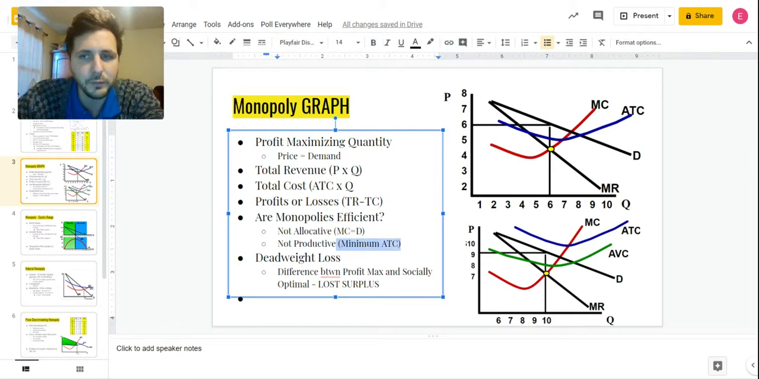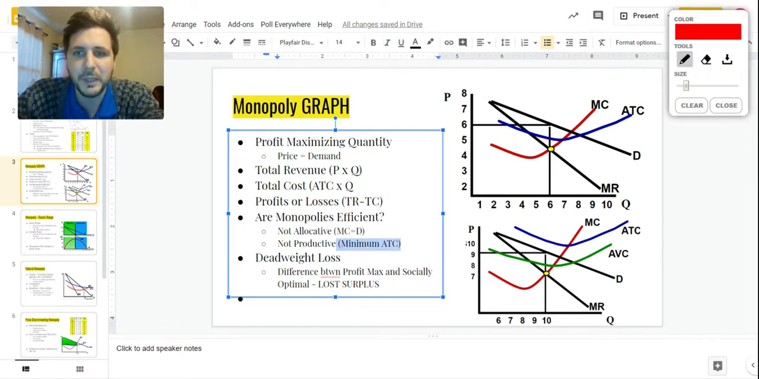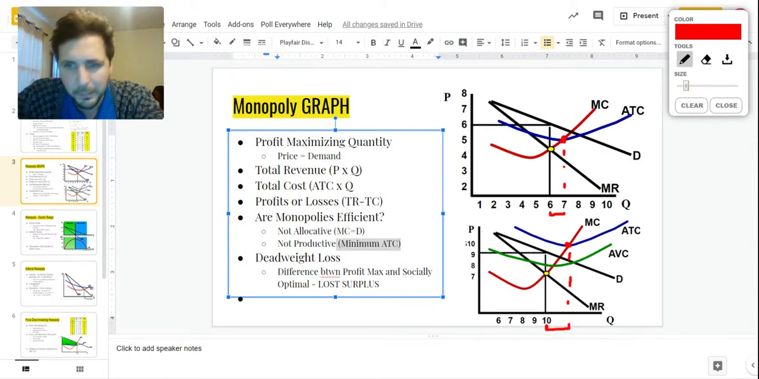Are we productively efficient? Are we producing at the minimum ATC? Well, I can find my minimum ATC. It's where MC equals ATC. We know that intersection is at the lowest point of average total cost. Notice that quantity, still not where I'm at right now. Over here, MC equals ATC, way over here. Again, that quantity, still not where I'm at. So I'm not productively efficient either.